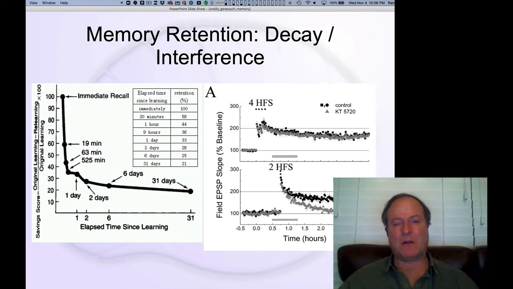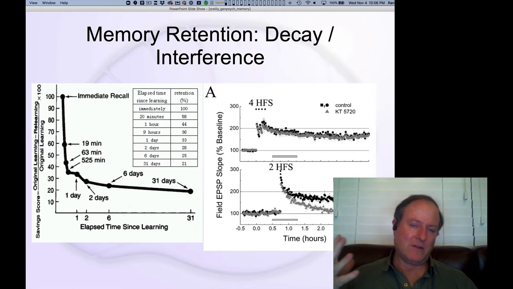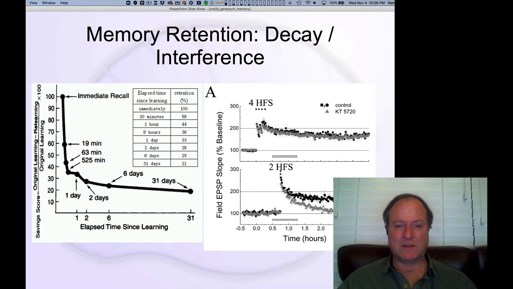It's extremely hard to separate those two processes because both operate over time, and it's very hard to have a situation where you're not doing new learning and therefore have a pure decay process that's unaffected by a potential interference effect.